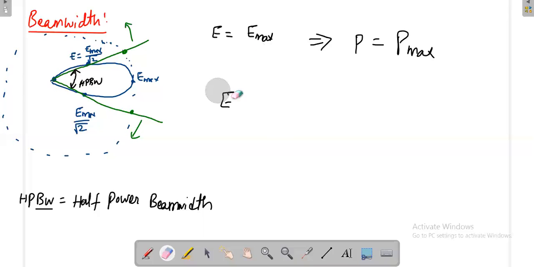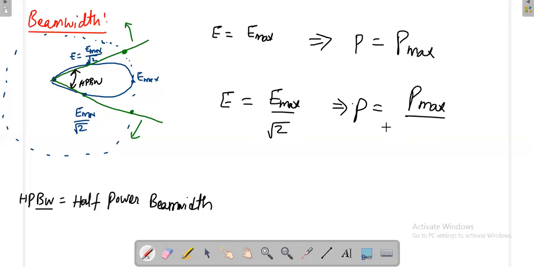When E is equal to E max divided by root 2, you know that once you calculate the power, it is simply the square of this one. So once you take the square, that is simply P max divided by 2. So what is the meaning? Once your electric field becomes 1 by root 2, indirectly your power will become 1 by 2. Once you get maximum power here, and you come here and measure your power in terms of watts, then you will get half of the power.